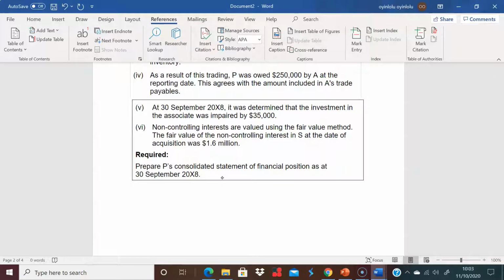So P has 75% in S, and that's what we first of all have. So that's control. So let's look at working 2 for this. Working 2, of course: net assets at acquisition, net assets at reporting date, post-acquisition.